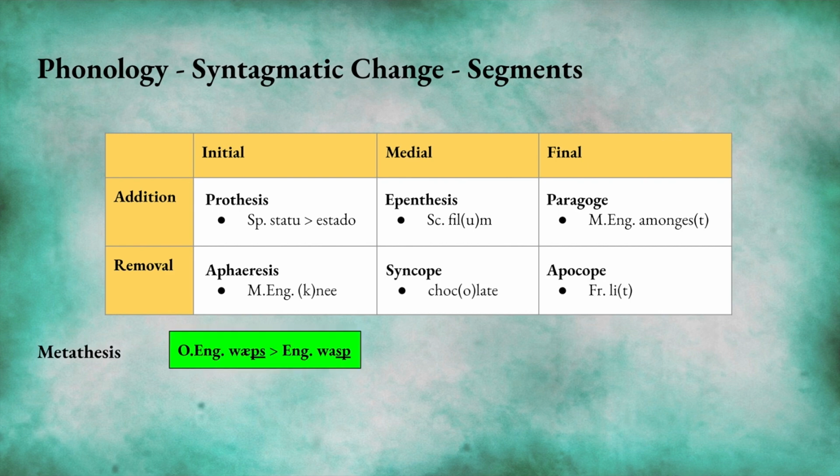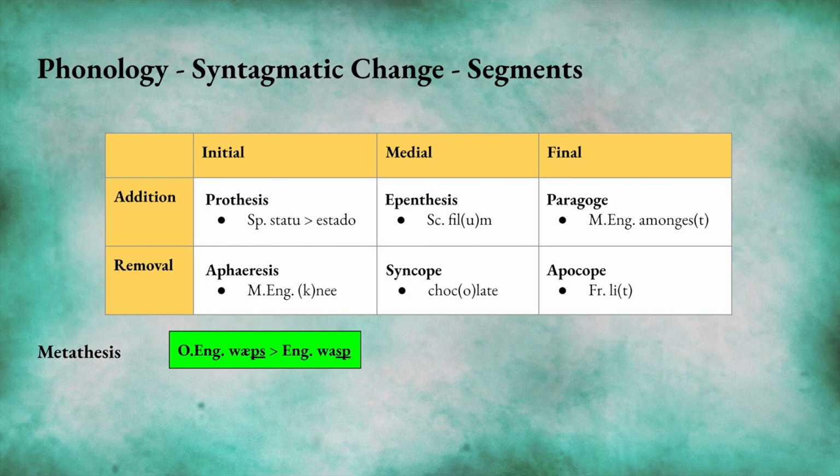Additionally, two sounds might swap places with each other in a process known as metathesis, as in the Old English waps, which became the modern English wasp. Notice here how ps has become sp, possibly because s is more sonorous than p, so matches the vowel closer in terms of sonority and moves closer to it.